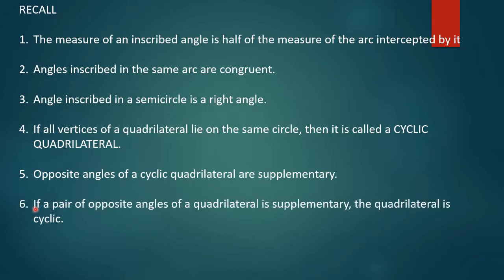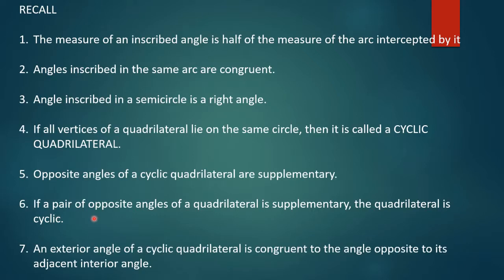Sixth, if a pair of opposite angles of a quadrilateral is supplementary, then the quadrilateral is called cyclic. This is the converse of the cyclic quadrilateral theorem. Seventh, an exterior angle of a cyclic quadrilateral is congruent to the angle opposite to its adjacent interior angle. This is the corollary of the cyclic quadrilateral theorem.